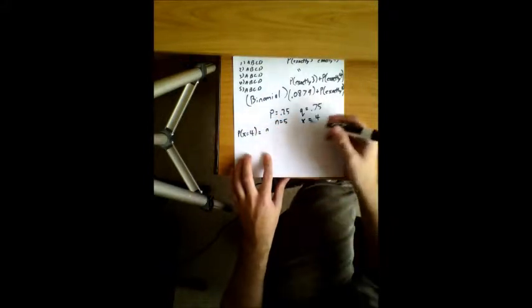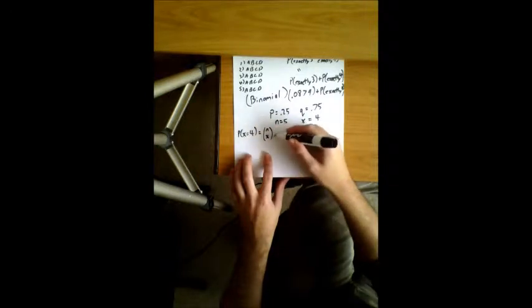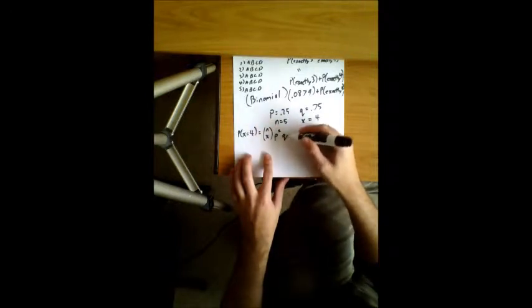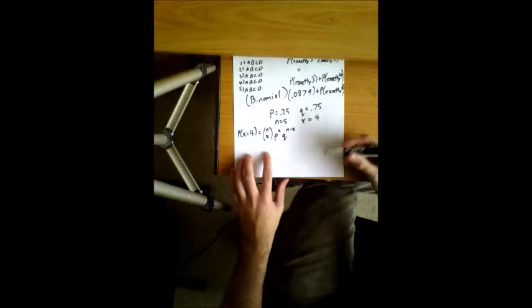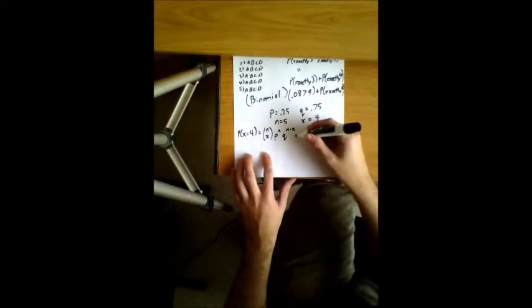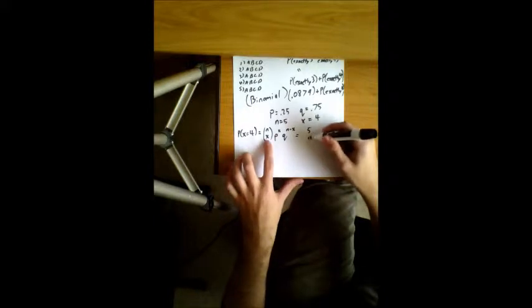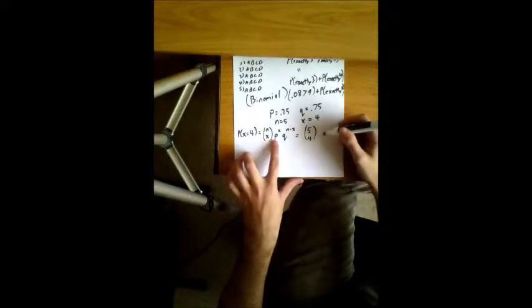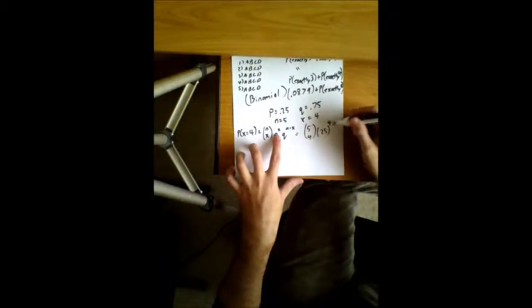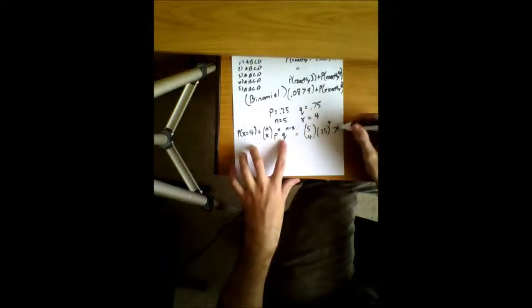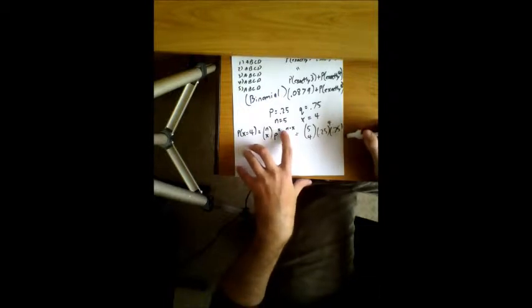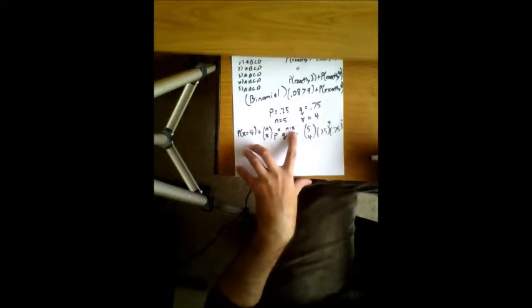Again, we'll use the formula n take x times p to the x times q to the n minus x. And let's go ahead and plug this stuff in. N, of course, was 5. X was 4. P was 0.25 to the x, which was 4. And then q, 0.75 to the 5 minus 4, which is just 1.